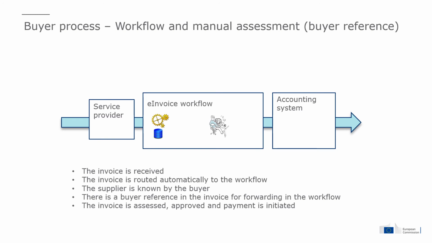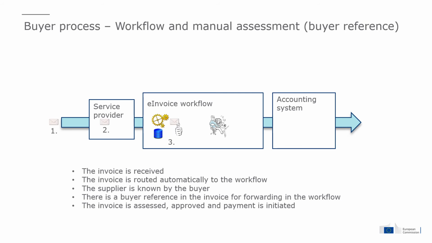We can just take a few examples here of how to work, and on the screen we see a blue arrow coming from left to right, and this is how it's described here. First the invoice comes to your service provider or your access point. It's entered into the e-invoicing workflow, and then finally you're booking into account and a payment is made. So the invoice is received.